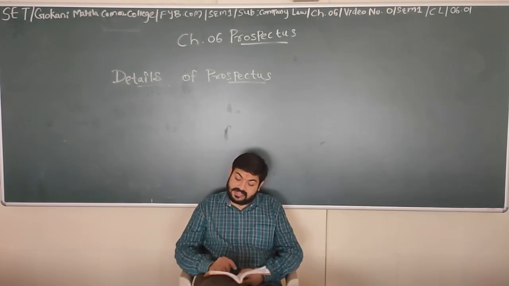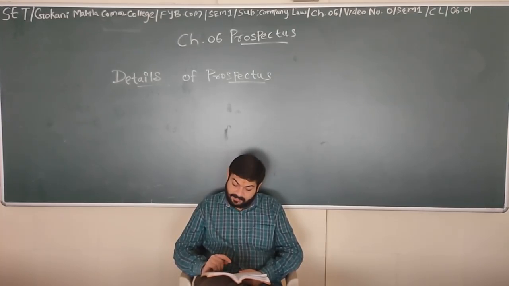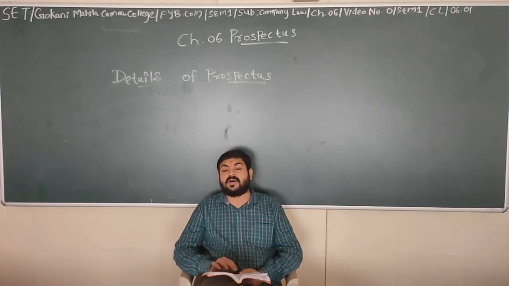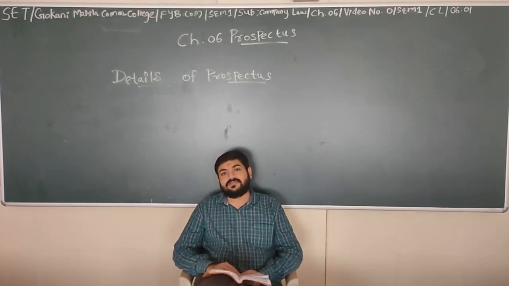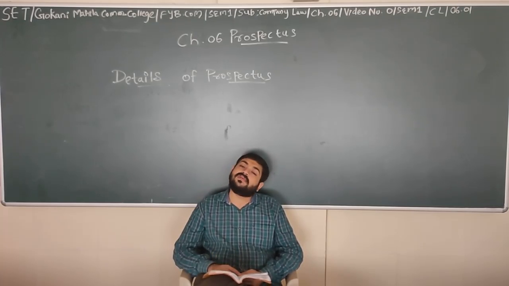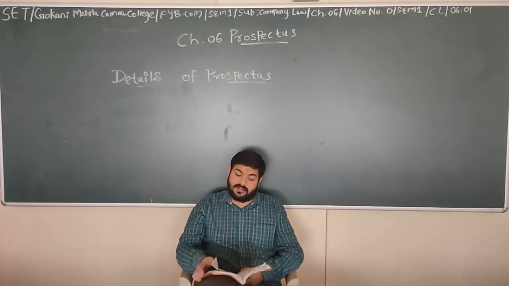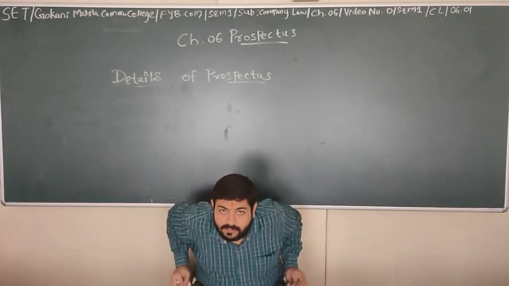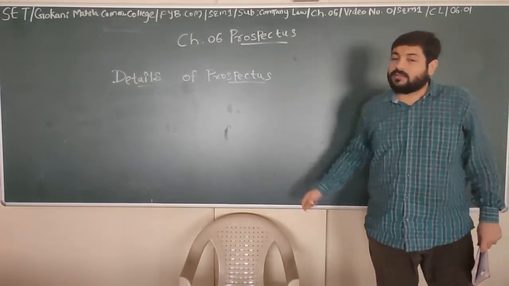And next comes the details about the auditor. Name, address and amount of remuneration of the first auditor appointed by the company, and written permission for agreeing by the auditor. This is the details about the auditor. These are the things which will be there in the details of the prospectus. Basically, there are 9 points which we learn in the details of the prospectus.